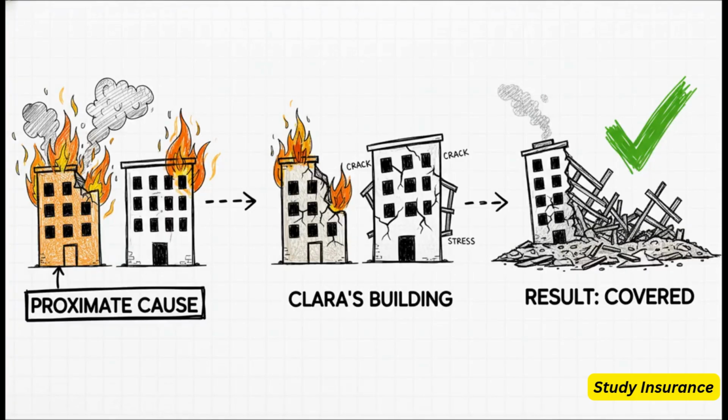All right, first up, let's talk about Clara's building. A huge fire breaks out next door. Fire is an insured peril. The flames and heat are so intense they seriously damage and weaken the walls of Clara's building.